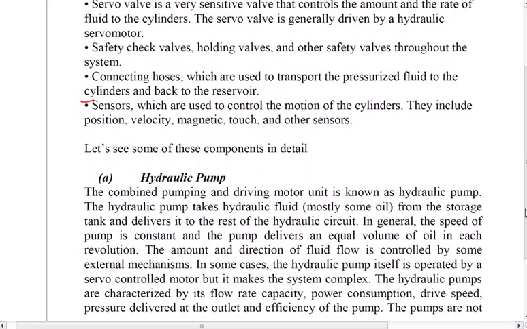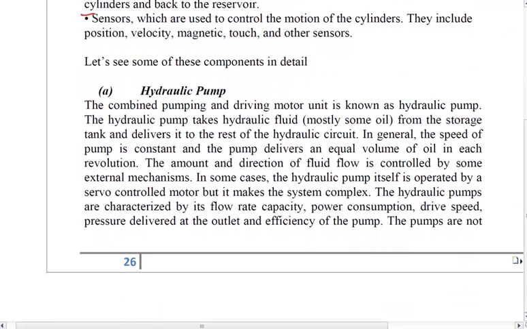Now let us look at each of these components one by one. First is the hydraulic pump. So how does a hydraulic pump work? A hydraulic pump basically tries to take in oil from one inlet and push it out of the other.